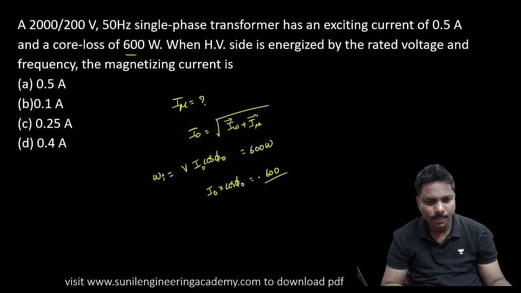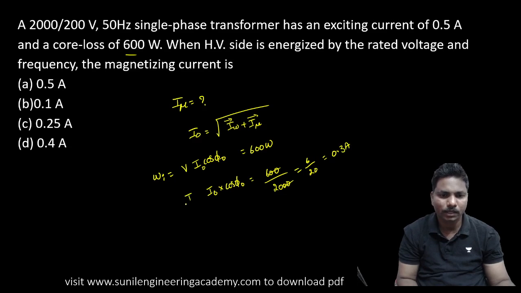So it is 2000, then what is the answer you will get? 600 by 2000. If you multiply with 5, 30 by 100 means 0.3 amps you will get, I think. So this is nothing but IW.